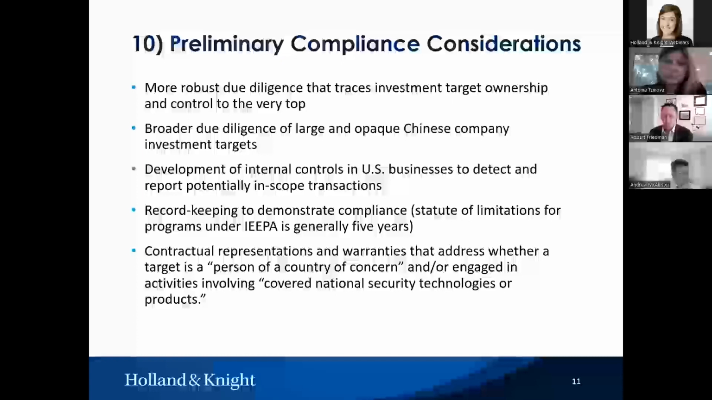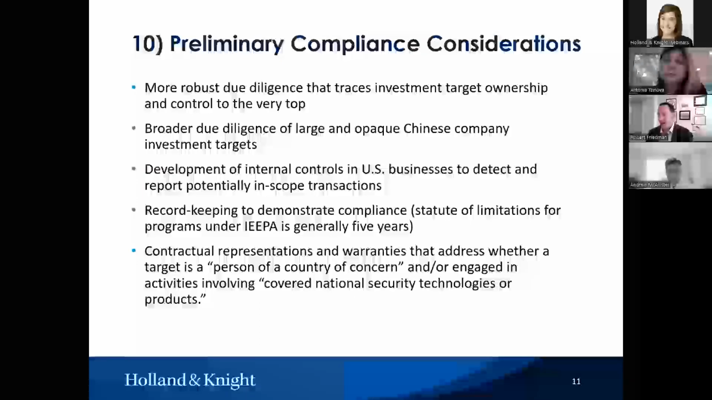Number 4 is that U.S. persons should consider record keeping to demonstrate compliance with the new executive order and proposed rules. Just as a warning or a best practice, the statute of limitations for programs that fall under IEEPA is typically 5 years. So if you're looking to build an internal control around the length of time that records should be kept, that's a good frame of reference to consider.